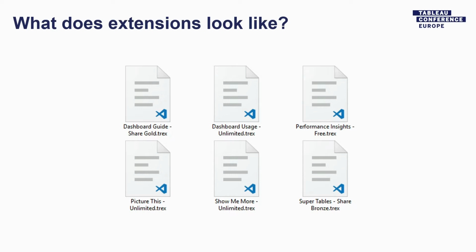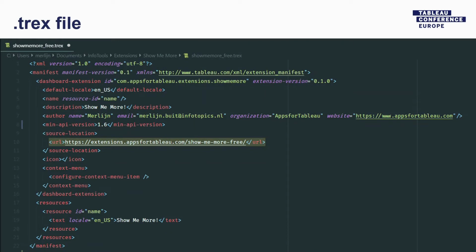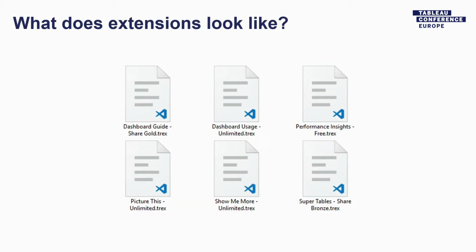And to give a little bit of an example, this is a T-Rex file if you open it. It has some information about the extension, like the name of the extension, the version, if it requires data, just some other stuff. The one who built it. And the most important part is the URL to the extension where it is hosted. And from there you grab the extension and put it in your dashboard actually. So this is not an extension, this is just a location to an extension.